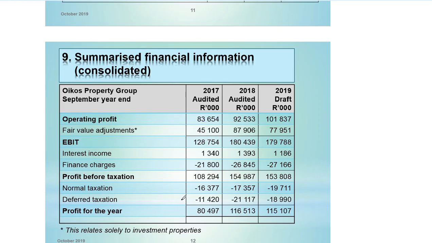Deferred taxation: from 2017 to 2018, we see an increase. However, when you're looking at 2019, there's a decline. A decline is expected because the fair value adjustment went down here and also the profit is not doing well. Then the profit for the year increased from 2017 to 2018. However, when you're looking at the prior year versus this year, or 2018 versus 2019, we see a decline. So it is a bit concerning overall. What decline did we see? We see a decline in fair value adjustment, a decline in interest income, and now a decline in the profit for the year.